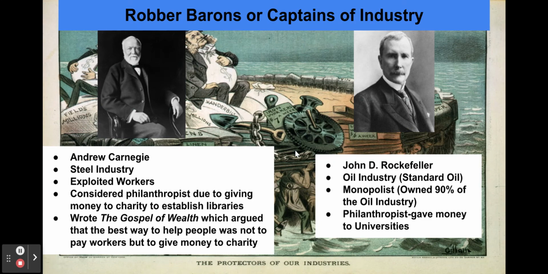Another robber baron or captain of industry that you need to be familiar with is John D. Rockefeller. And Rockefeller is associated with the oil industry, specifically Standard Oil. And Standard Oil was a monopoly, which means that it controls the majority of one industry, in that case, the oil industry. Standard Oil at its height and John D. Rockefeller at his height owned more than 90% of the oil industry. But he also tries to argue that he's a good person because he gives money to universities.